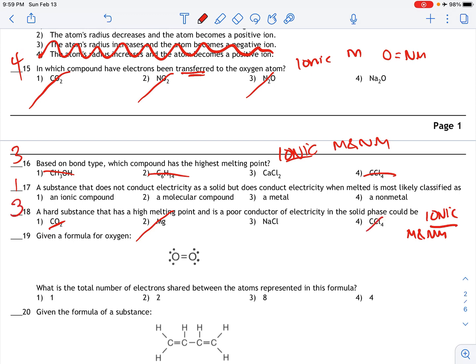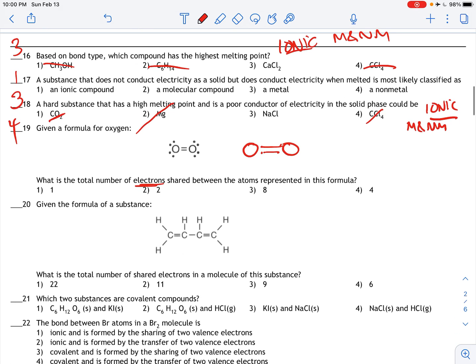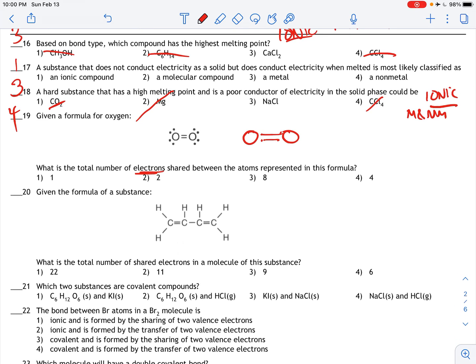So choice 3. Given the formula for oxygen, what is the total number of electrons shared? So electrons, not bonds. So when we have this, that is 4 electrons, not 2 bonds. Be careful how to read it. Given the formula, what is the total number of shared electrons? Okay, so remember, on either end of each bond is an electron. So 1, 2, 3, 4, 5, 6, 7, 8, 9, 10, 11, 12, 13, 14, 15, 16, 17, 18, 19, 20, 21, 22.